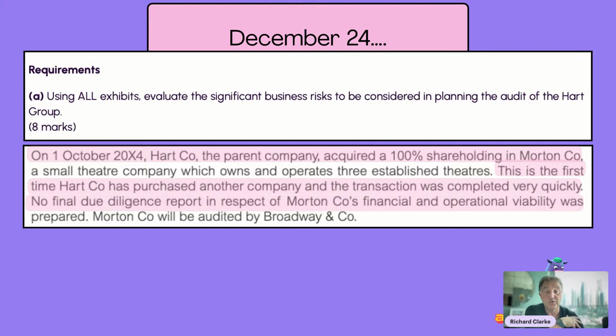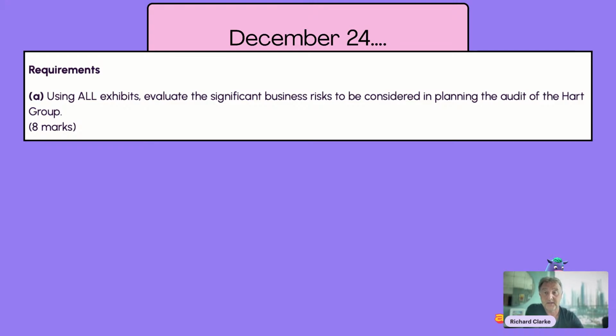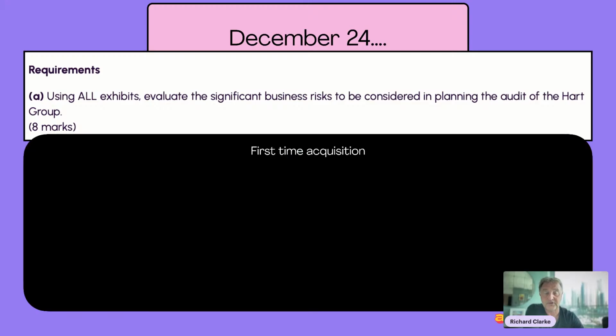No final due diligence report has been made at all in terms of the financial and operational viability. So we don't know how good this company is, and so is that a business risk that we've gone out and bought it very quickly without doing our due diligence? Of course it is. Big risk, isn't it? Okay, so how would I go about answering that?